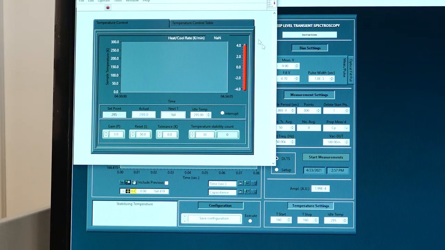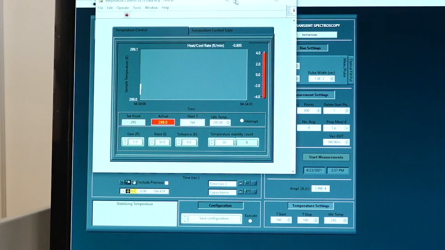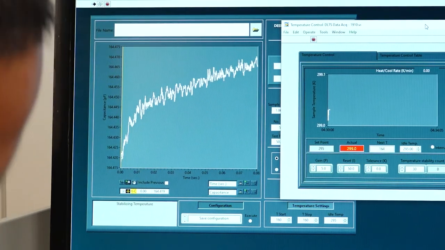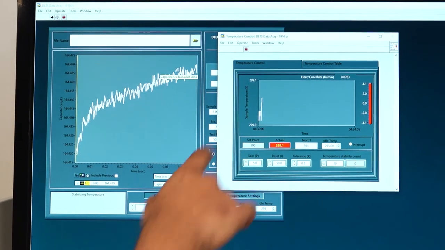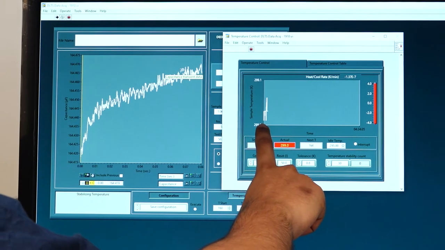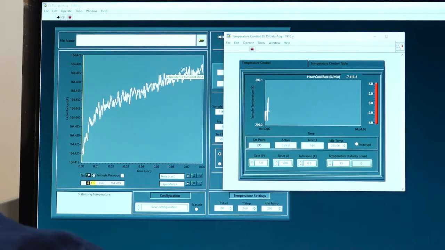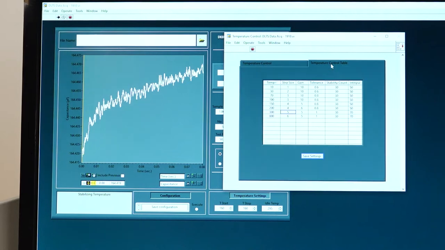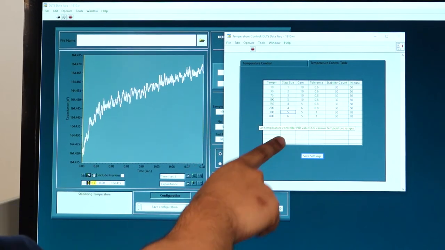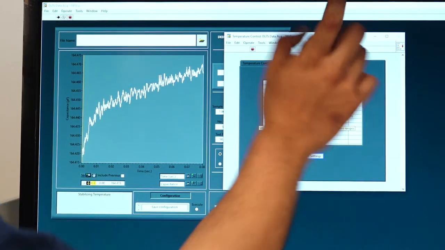Once we click, you see that a dialog box has opened, which corresponds to the temperature controller. This shows the graph of sample temperature collected from the cold head connected to the sample holder versus time. Also the heating and cooling rate can be seen towards the right hand side. Further, to control how fast the temperature increases or decreases, there is a table. In this table, you can see temperature, step size, gain, stability count, tolerance, integral.